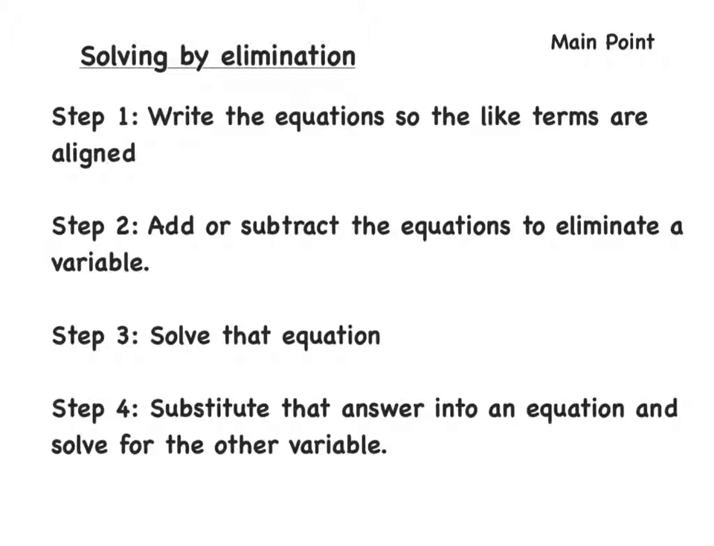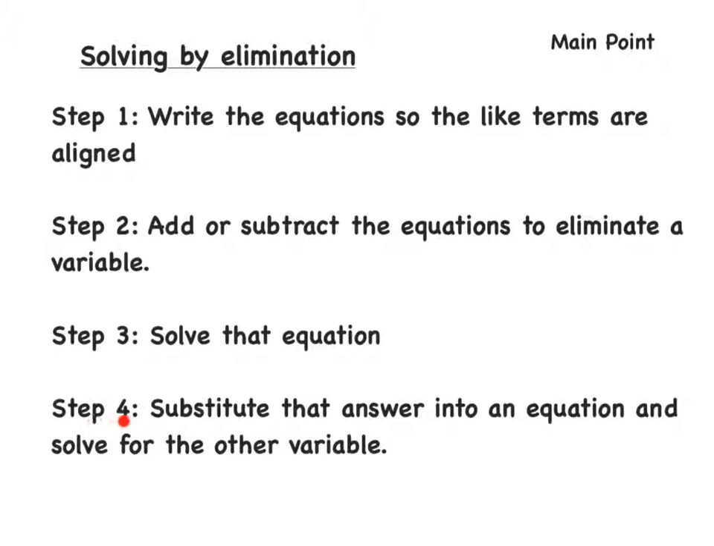Step 1, I want you to write the equation so that the terms are aligned. This will make more sense when we actually get into solving the problem. So step 1, write it so the terms are aligned. Step 2, you're then either going to add or subtract the equations, and you're going to eliminate a variable. Step 3, you're then going to have a one-step equation. From there, you solve that equation for a variable.